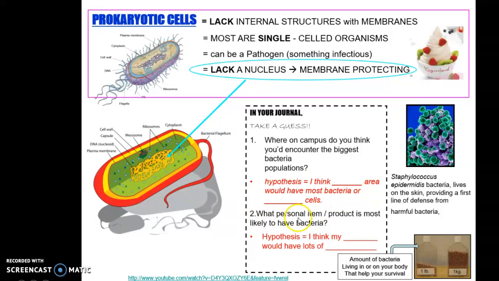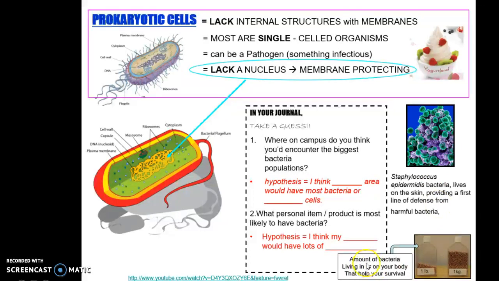Also, it says what personal item or product you own is most likely to have bacteria. Make another hypothesis for number 2. Number 2 hypothesis, I think my blank would have lots of what type of cells, right? And then just as an interesting note, we have some skin cells and a special bacteria on our skin called Staphylococcus epidermidis. And they provide a line of defense for our bodies. We actually have a species of bacteria, at least one, that lives on the surface of our skin and protects us, just like our immune system.